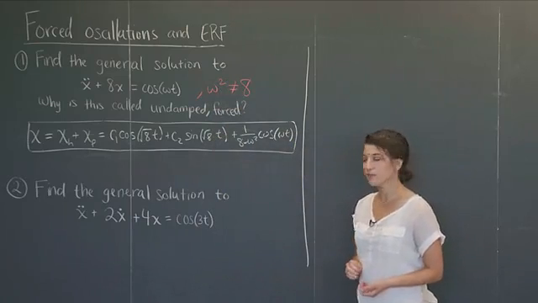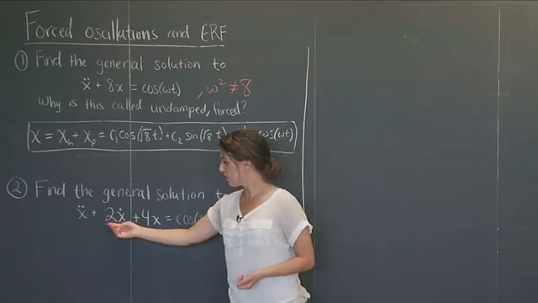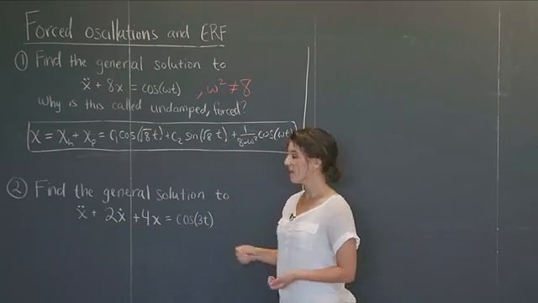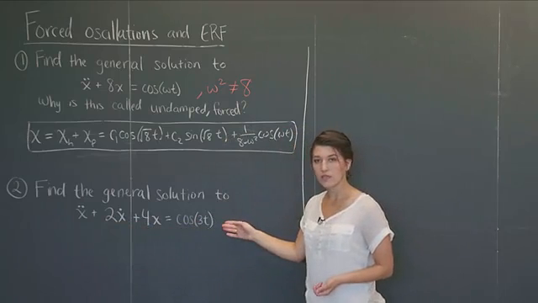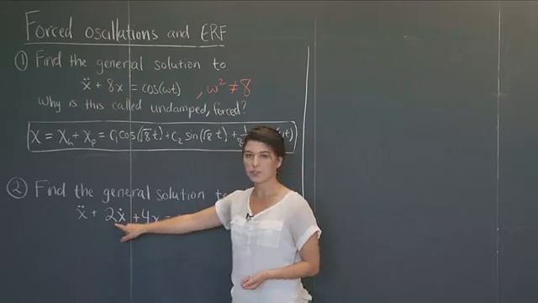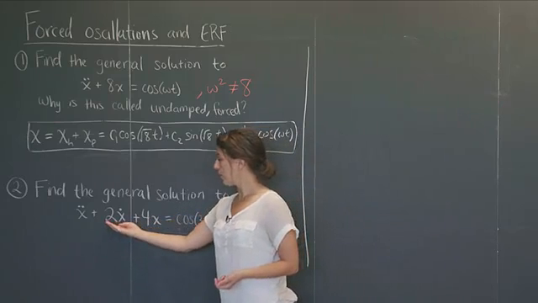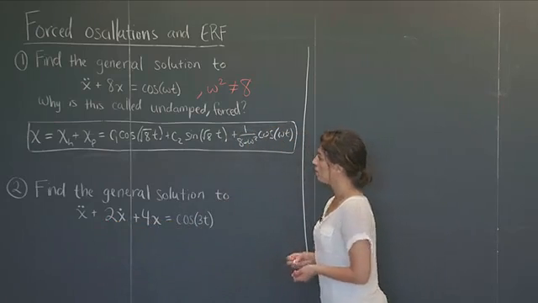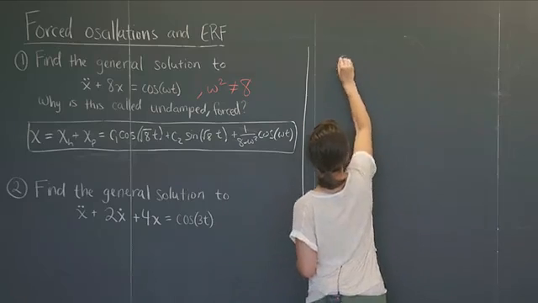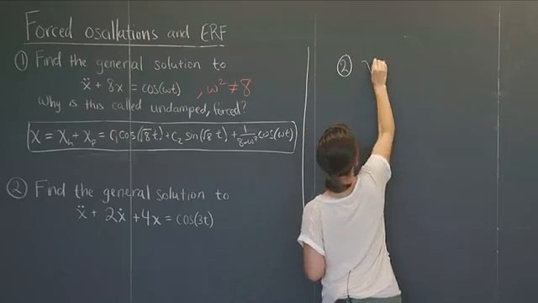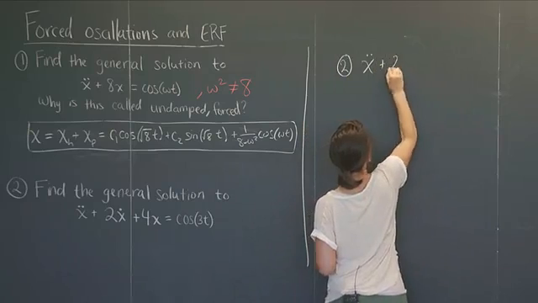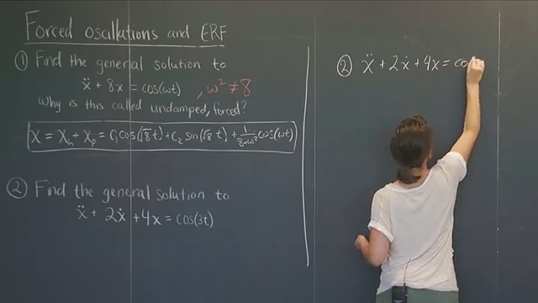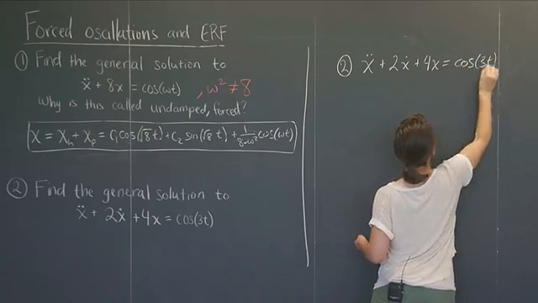Now we're going to find the general solution to x double dot plus 2x dot plus 4x equals cosine of 3t. This is still a forced ODE, but now we have a damping term because we have a term that is proportional to x dot. So like I said, for number 2, we're going to find the general solution to x double dot plus 2x dot plus 4x equals cosine of 3t.